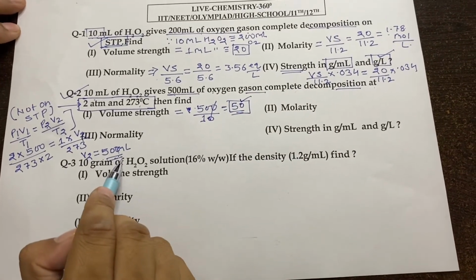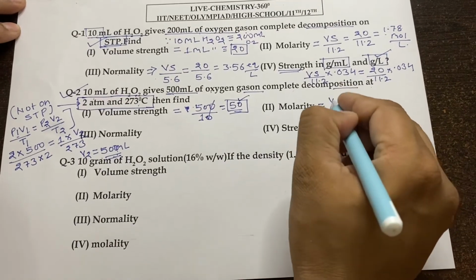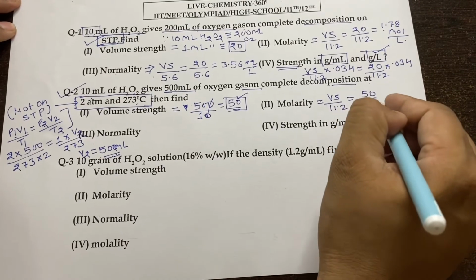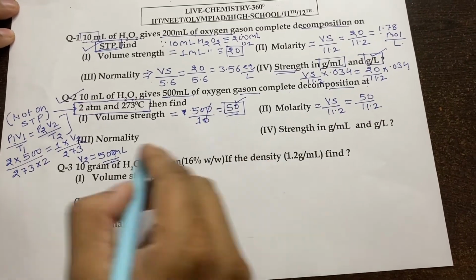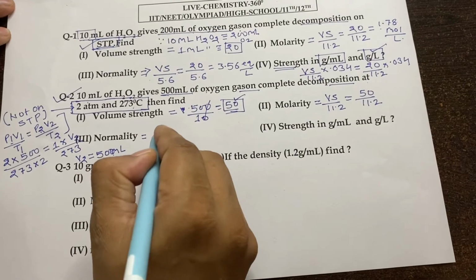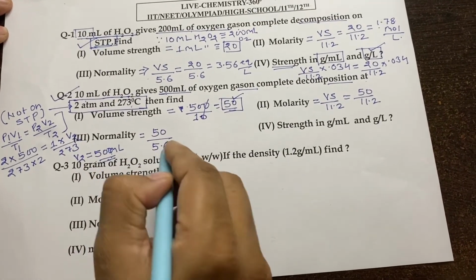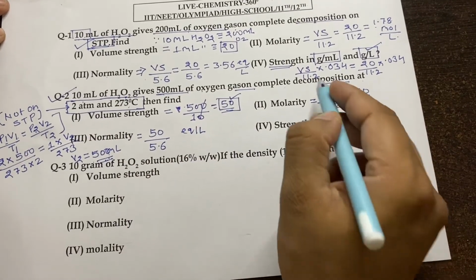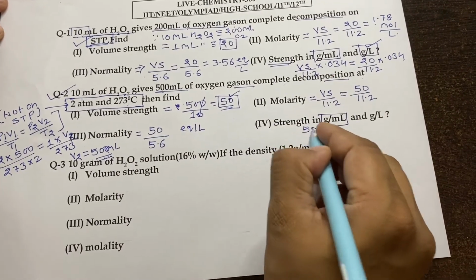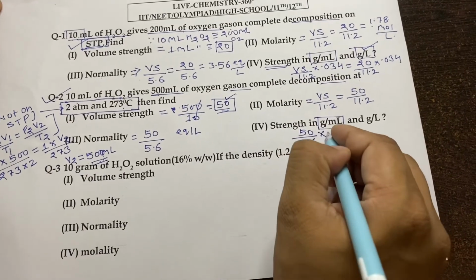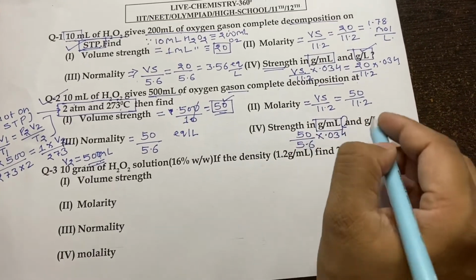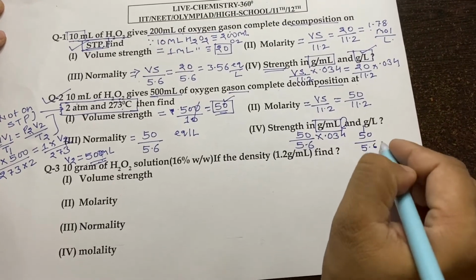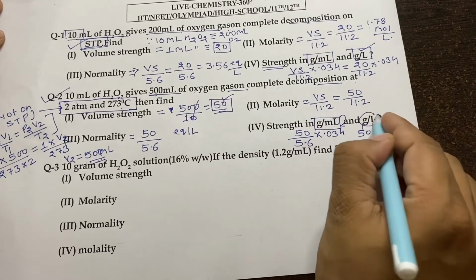Right, 500 ml is the volume at NTP, and molarity will again be Vs upon 11.2, which will be equal to 50 upon 11.2. In the same way, we can calculate the normality, which is 50 upon 5.6 equivalent per liter. And for the strength in gram per ml, we will use the same formula, 50 upon 5.6 into 0.034, and simply 50 upon 5.6 into 34 for gram per liter.